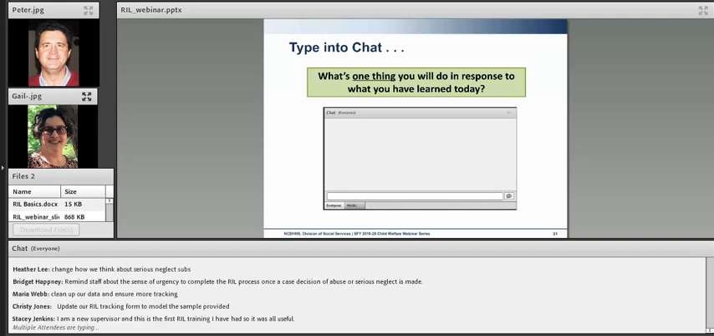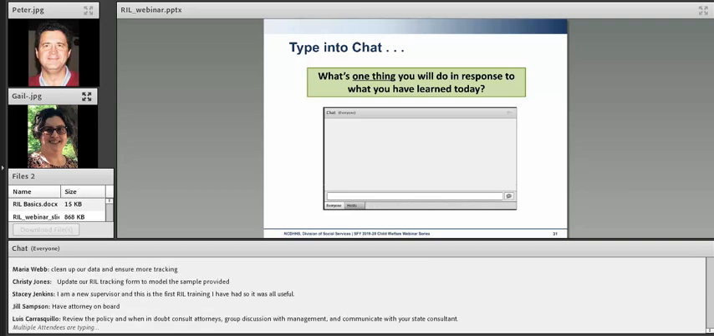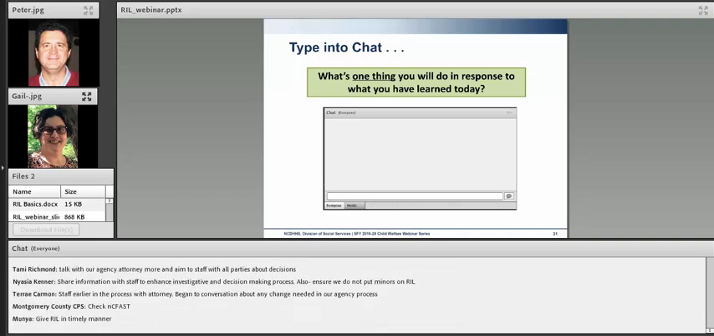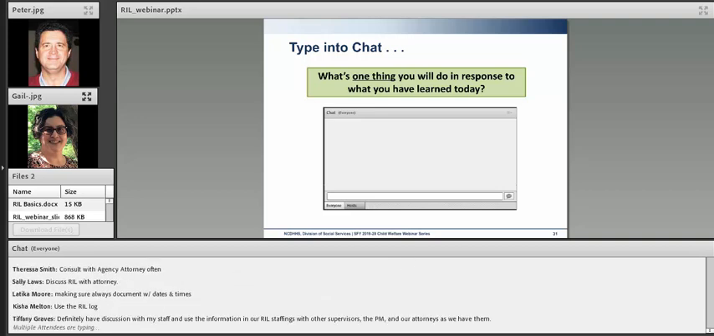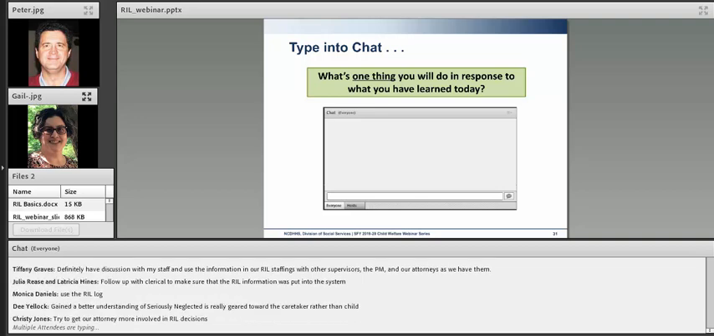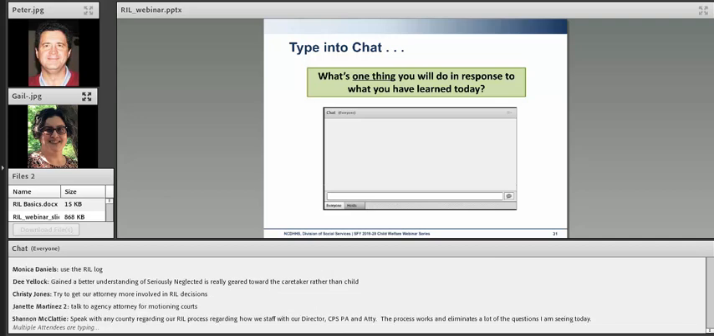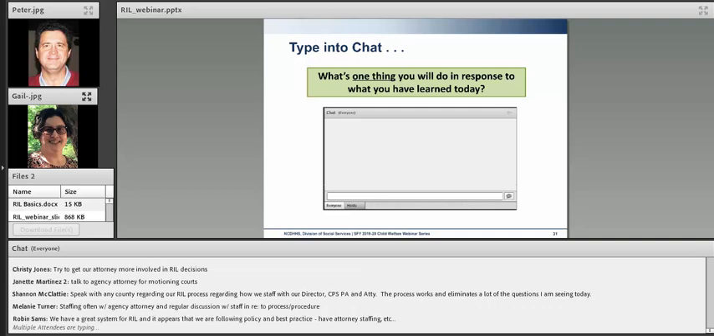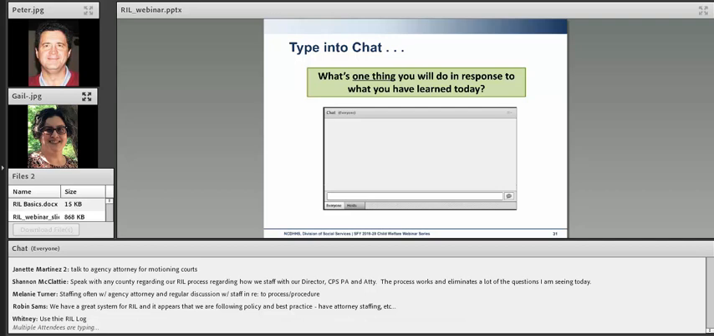All right, looking at the chat pod, it's going really fast. Review policy, talk with agency attorneys, check NC FAST, RIL in a timely manner, discuss RIL with the attorney. I'm seeing that a lot. Staff and attorneys have discussion, make sure all information is being put into the system. Speak with counties about the RIL process. Staff often with agency attorney.